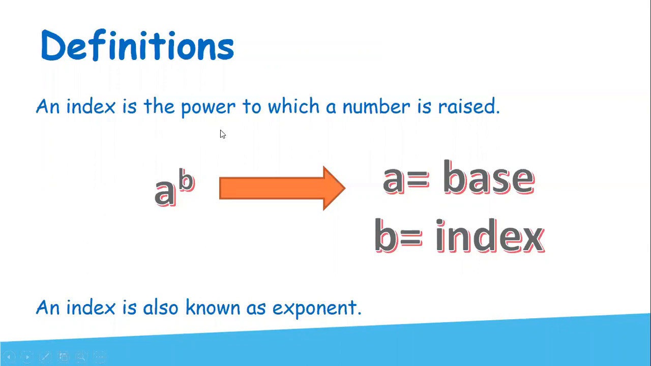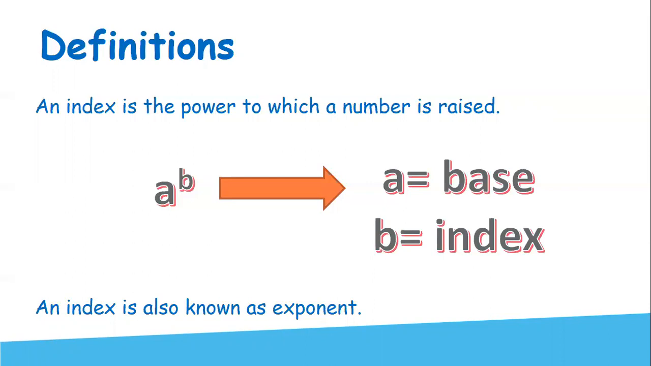So from this definition, we can see a being raised to the power of b. In an expression of this nature, we refer to a as the base, while b is the index. Let me give you another example. Say we have c raised to power d. In that, c is going to be the base, while d is going to be the index.